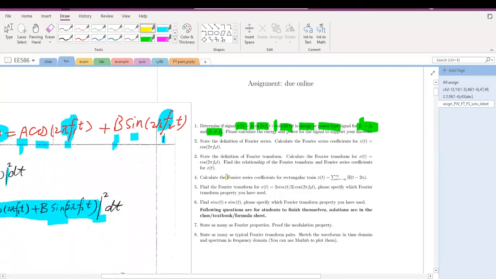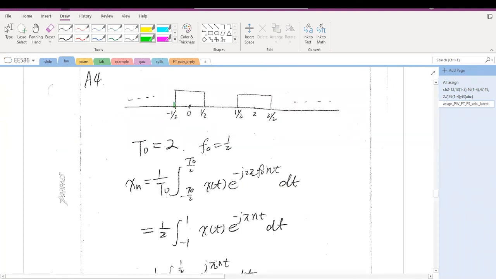Next question is to obtain the Fourier series coefficients for a rectangular train. This is a periodic signal. It is composed of a series of rectangular waveforms. If we plot the waveform, this is n equals 0, and this is n equals 1. You can see the period is 2. The f naught equals 1 over 2. What's the Fourier series coefficient?